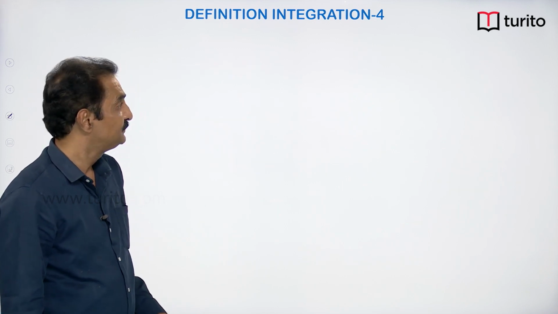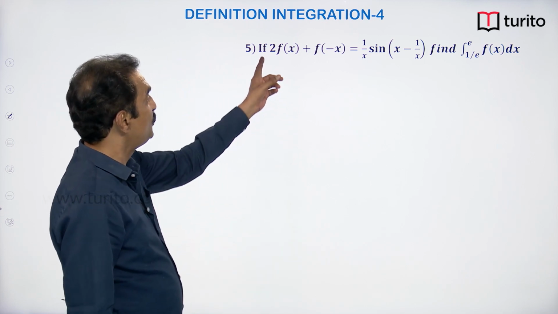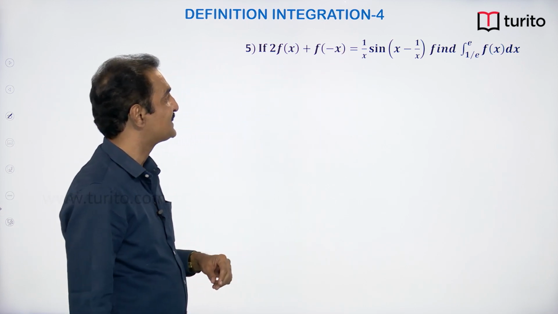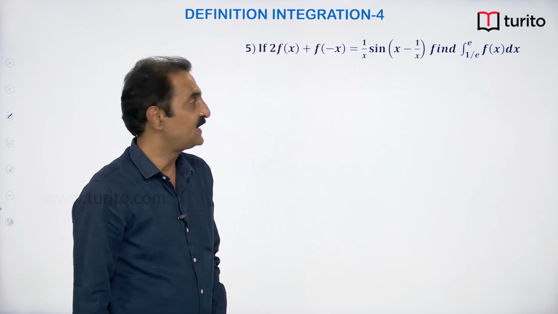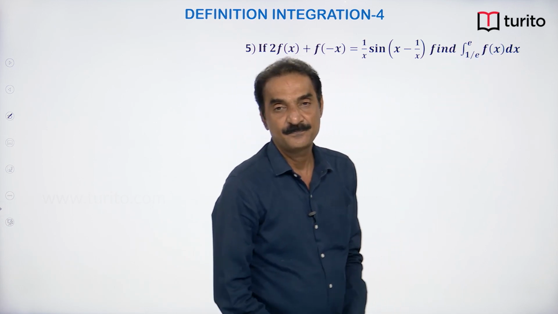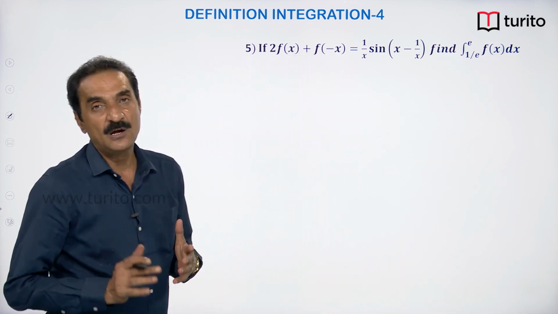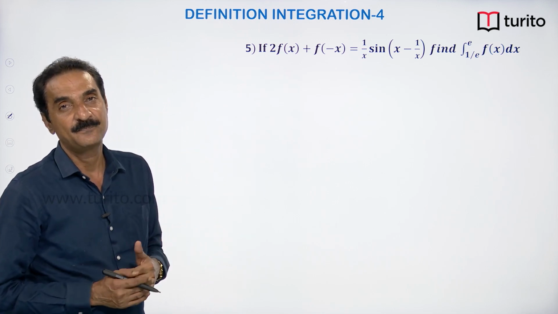Next question. If 2f of x plus f of minus x is equal to 1 by x into sine of x minus 1 by x, find integral 1 by e to e f of x dx. First we have to solve this functional equation and find the direct definition of f of x.